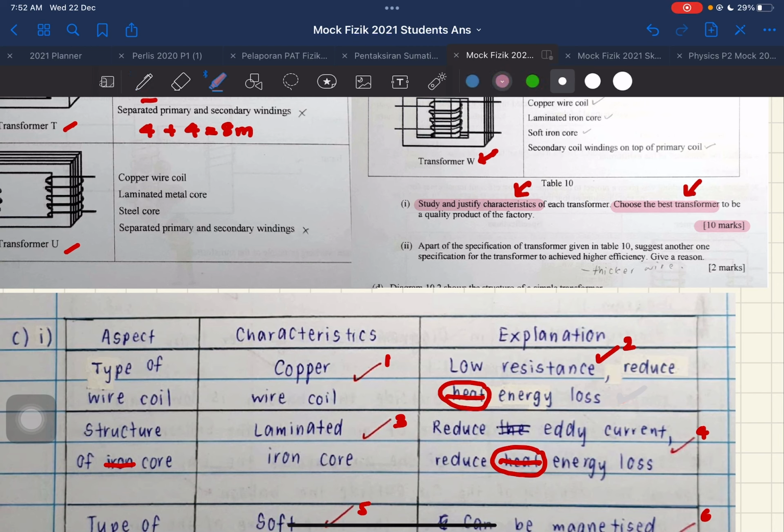Apart from the specification of the transformer given in the table, suggest another specification to achieve higher efficiency. So give a reason. It is a 2 marks question. So you don't write the same characteristic as given in the table. Okay, don't write like that. You need to choose another characteristic.